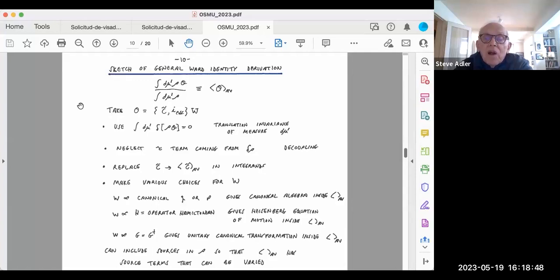So if W is a canonical Q or P, you get the canonical algebra inside the average, which I had on the last slide. If W is the Hamiltonian, the operator Hamiltonian, you get the Heisenberg equations of motion inside averages. And if W is a self-adjoint general generator, G, you get the unitary canonical transformation properties of quantum field theory inside averages. And you can include sources in rho so that the average then has source terms that can be varied to generate things in a nice Schwingerian way. Okay, let me go on to the next slide.